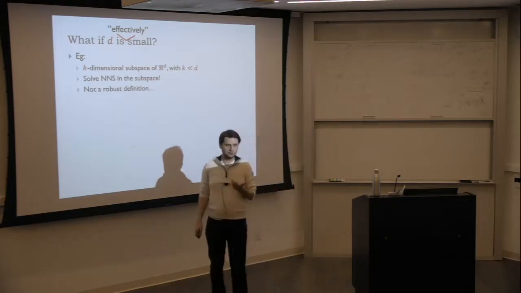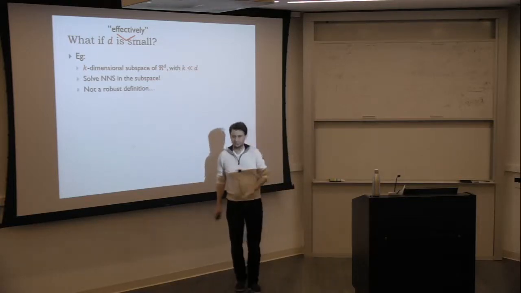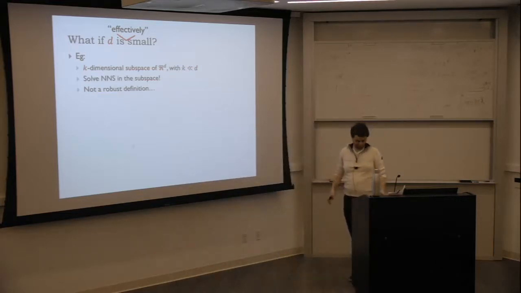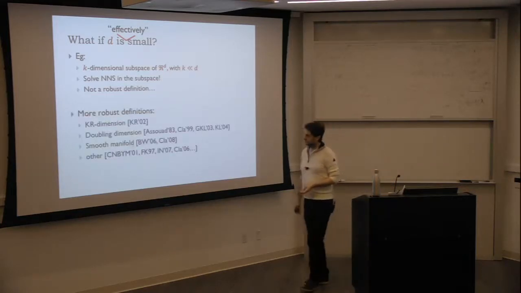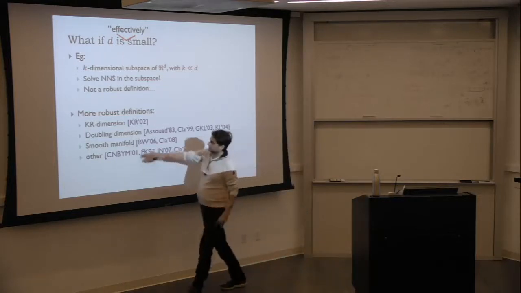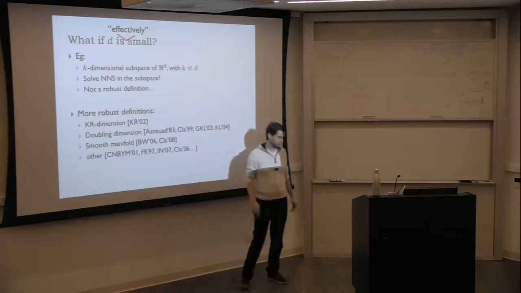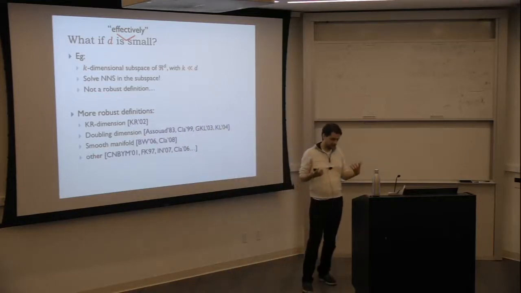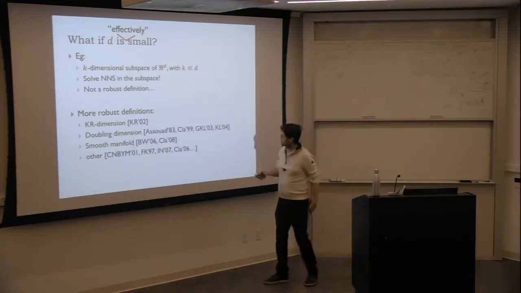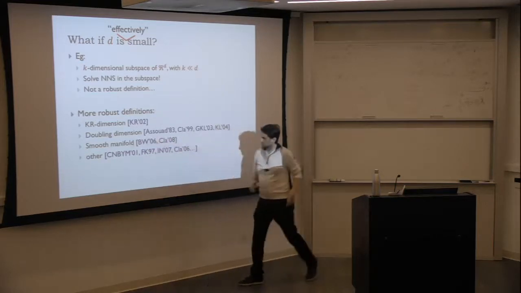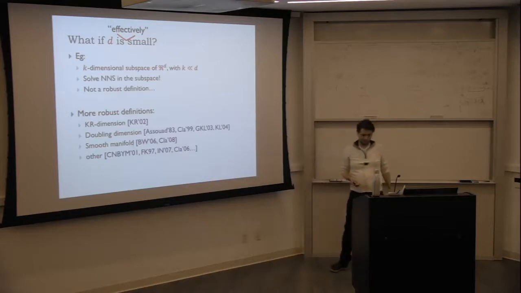That is, no data set will lie in a fixed linear subspace of small dimension. Right? There is always some noise and some variability. It's not linear, probably. Okay, but there do exist more robust definitions, such as KR dimension, doubling dimension, smooth manifolds. And there are definitions, and I'll introduce one, which is perhaps one of the most commonly used ones, doubling dimension, originally introduced by Assouad in '83, again, in the functional analysis literature.